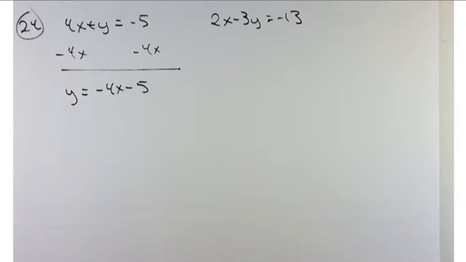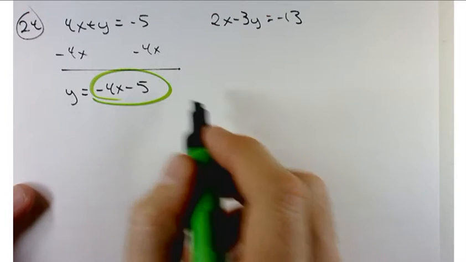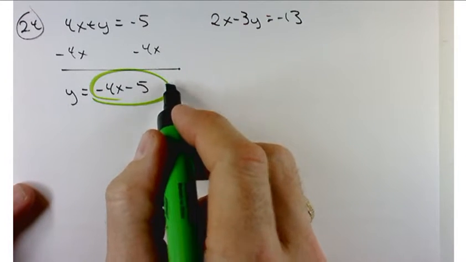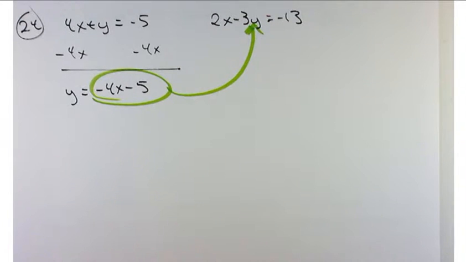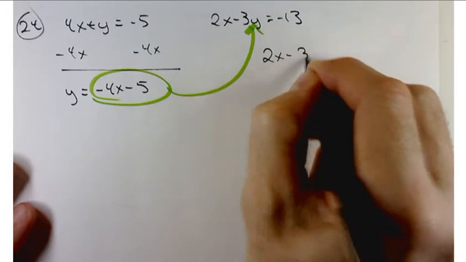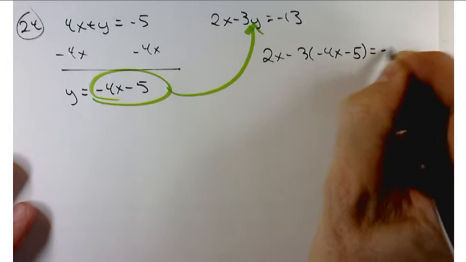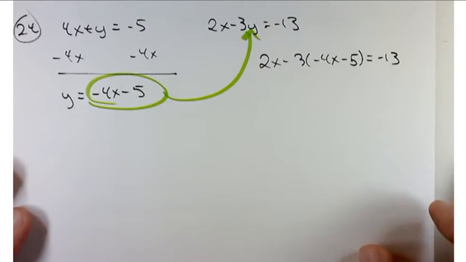Now what? Good. So we're going to take this expression and substitute it into the other equation for y. Make sure you don't substitute back into the same equation accidentally. So that's going to be 2x minus 3 times (-4x minus 5) equals -13.